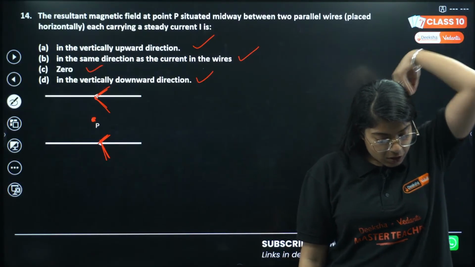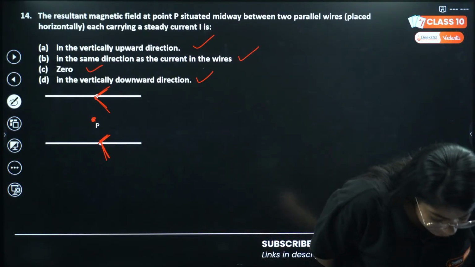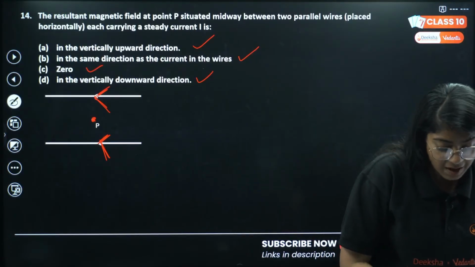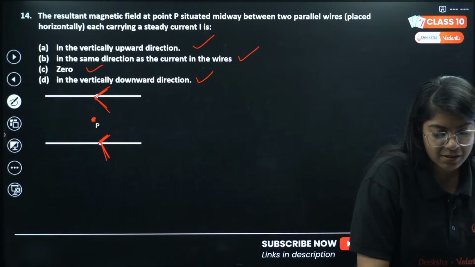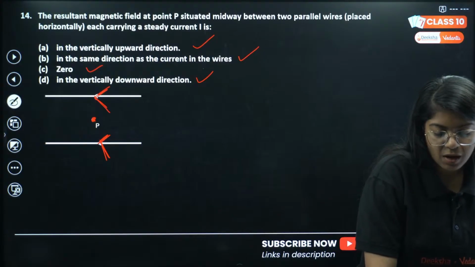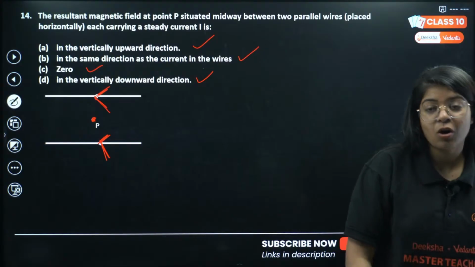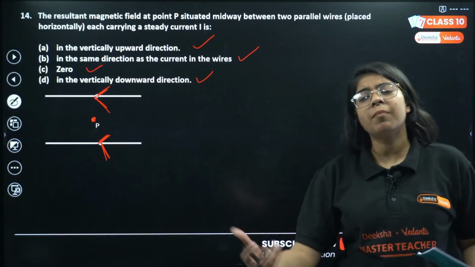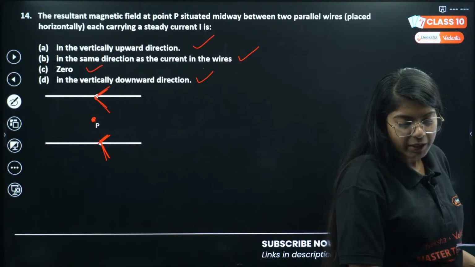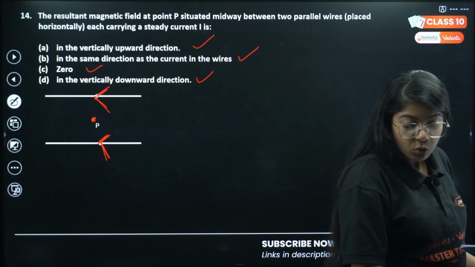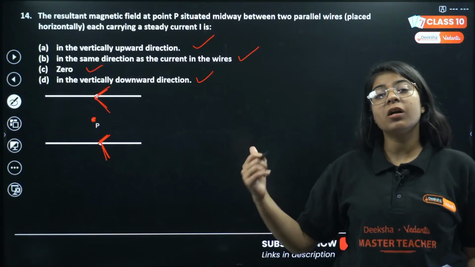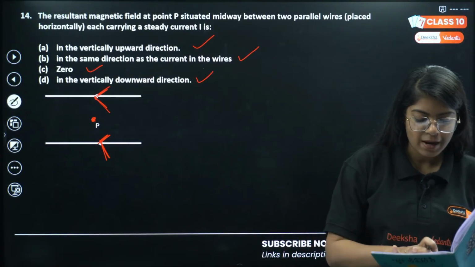Okay, hi Manya, good evening, welcome to the live. Can you let me know the answer to this question? What will be the direction of the resultant magnetic field at point P due to the current flowing in these two parallel wires?